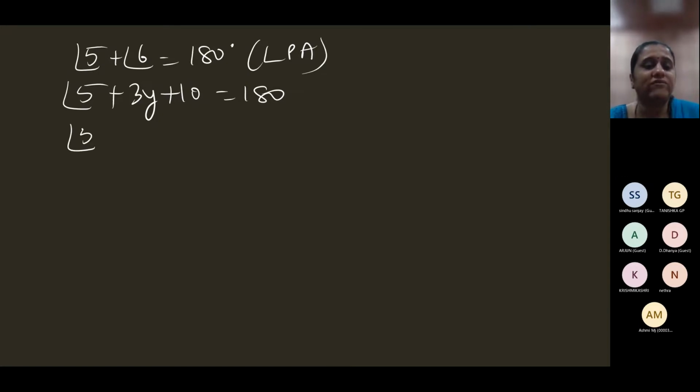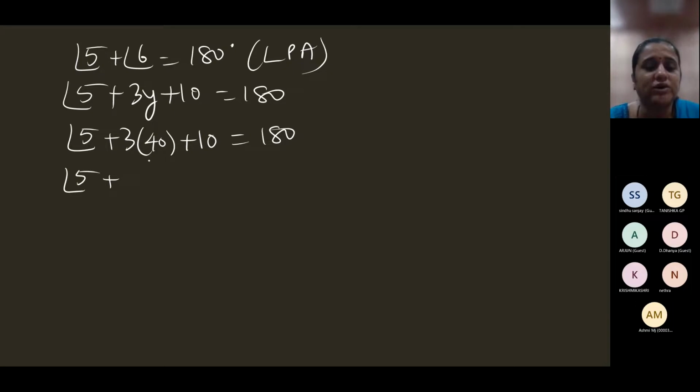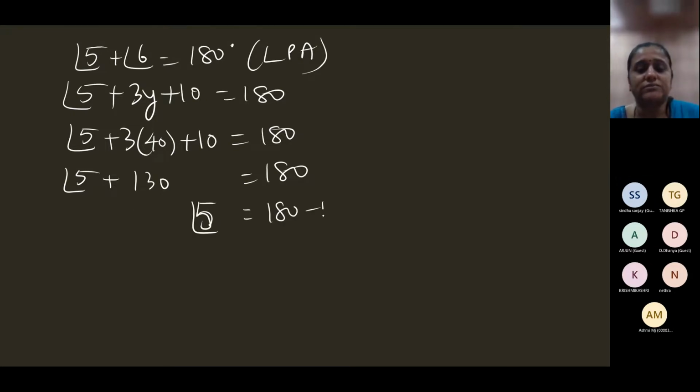So angle 5 plus 3 into 40 plus 10 is equal to 180. Angle 5 plus 3 into 40 is 120 plus 10, 130 is equal to 180. So angle 5 is equal to 180 minus 130. Angle 5 is equal to 50 degrees. So the measure of angle 5 is equal to 50 degrees. Please take down.